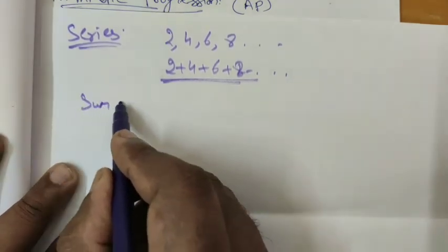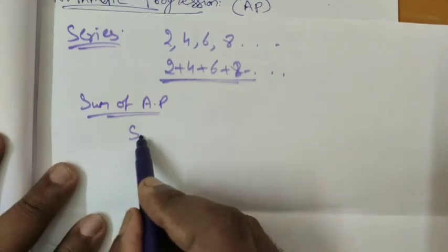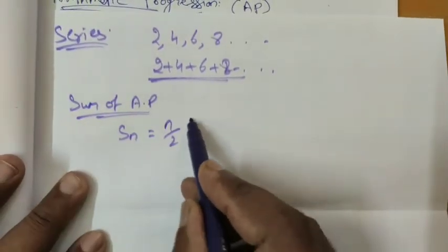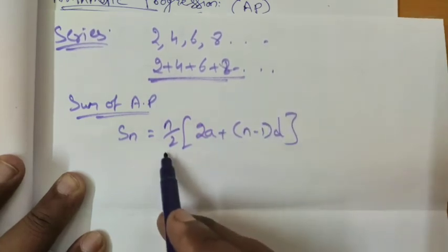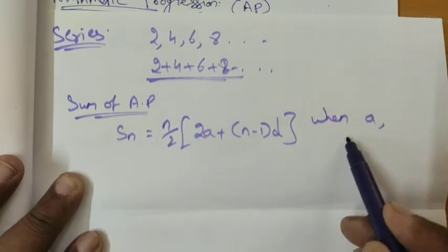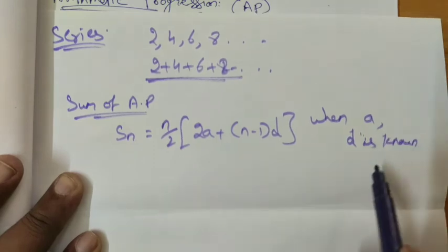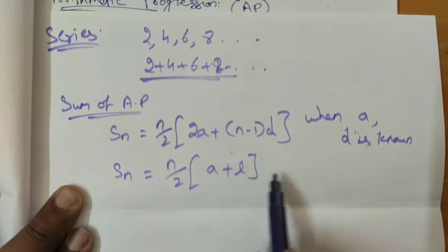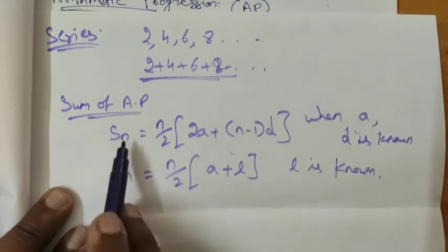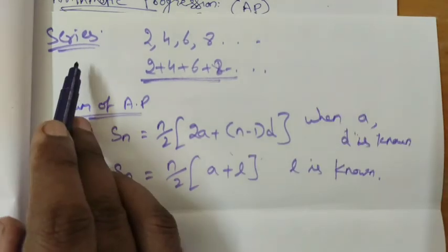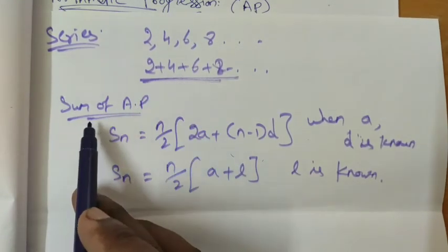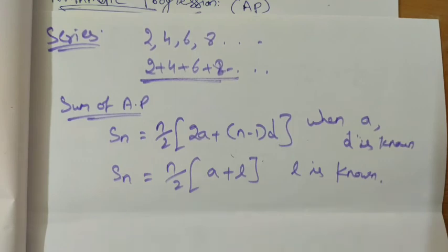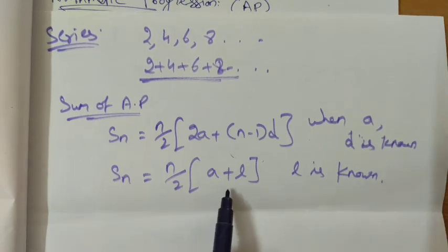For the sum of an AP, we use Sn, the sum of n terms. Sn is equal to n divided by 2 into (2A plus (n minus 1) into D), when the first term A and D are known. Another one, Sn is equal to n divided by 2 into (A plus L), used when the last term L is known. We can use either formula to find the sum of an AP. Here the series means addition of the sequence. So in an AP, we have the two formulas for the sum of the series.